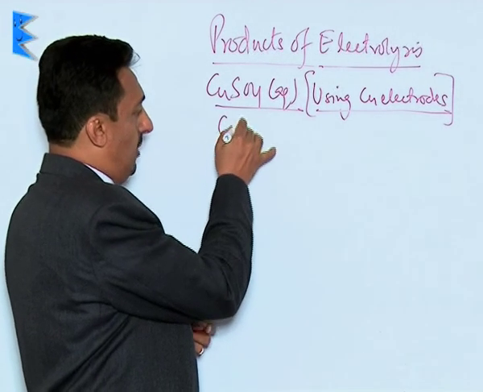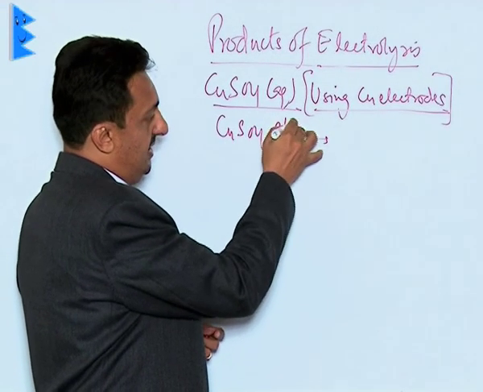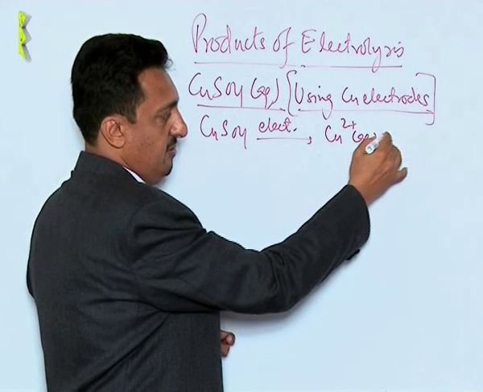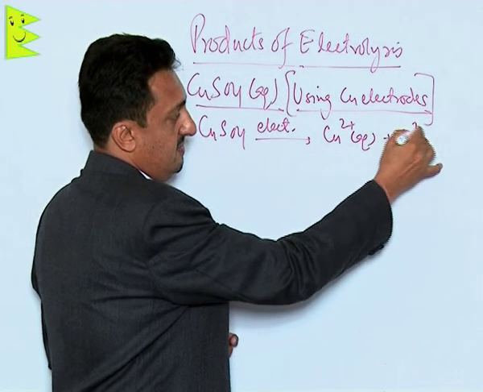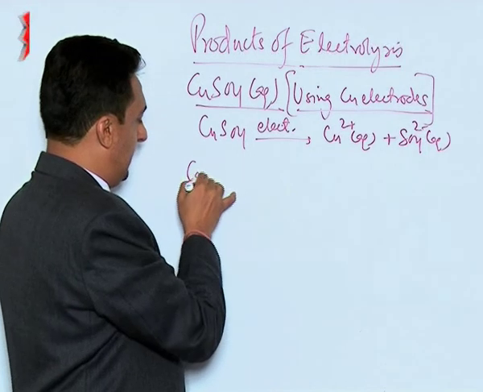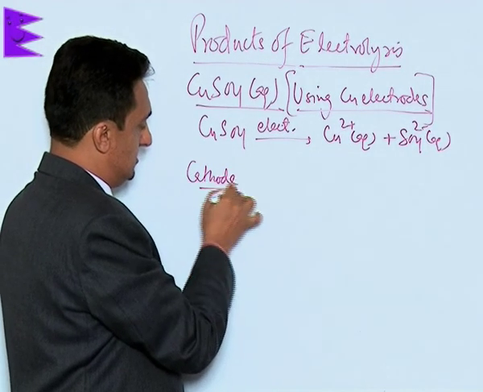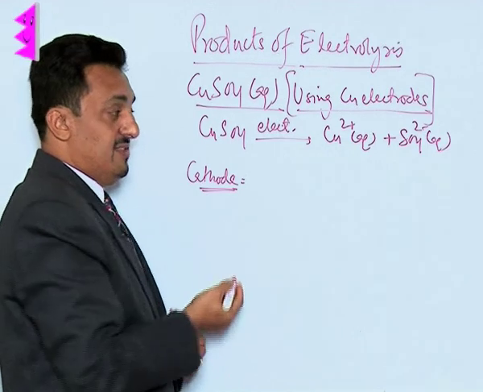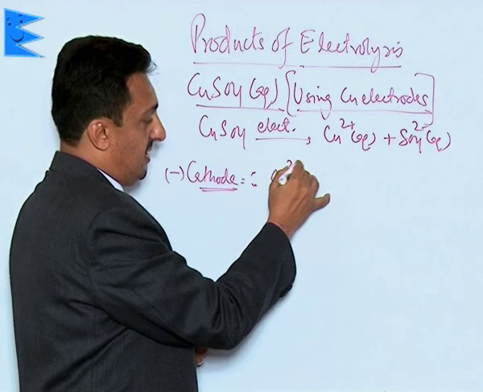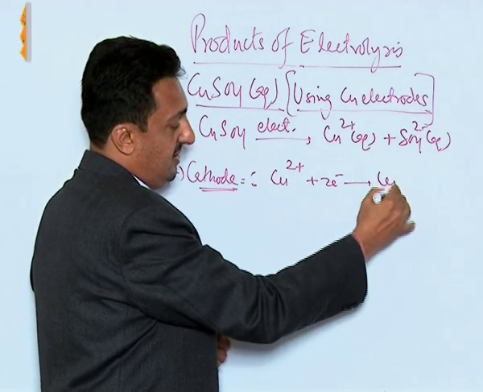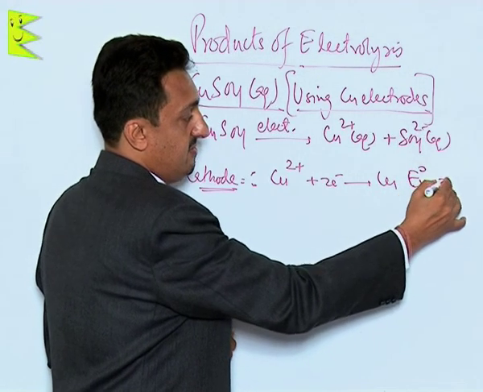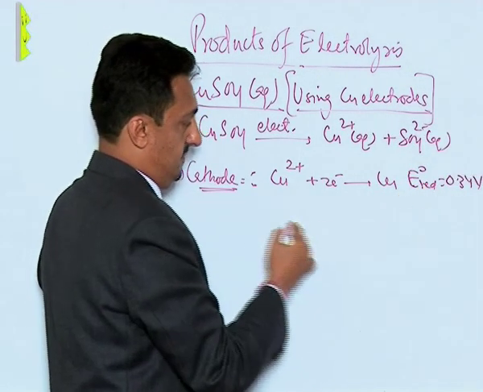So we know copper sulfate, when we do its electrolysis, gets dissociated. Actually it's there in the water in the form of copper ions aqueous and sulfate ions aqueous. Now what we find is at the cathode, let us see first. The cathode is basically the one where reduction takes place, negatively charged species. So copper comes here, accepts electrons and gets reduced. Its E naught reduction value we know is 0.34 volt.